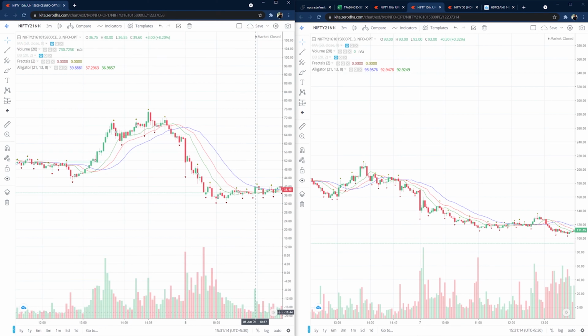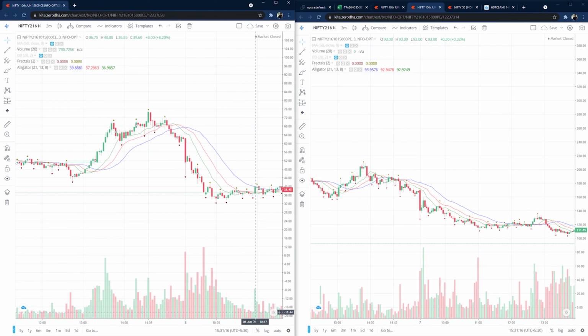For this you need two indicators. I repeat, you need two indicators: one is fractals and the other is the alligator. The first thing you have to do is find the opening price of the spot, which will be Nifty 50.